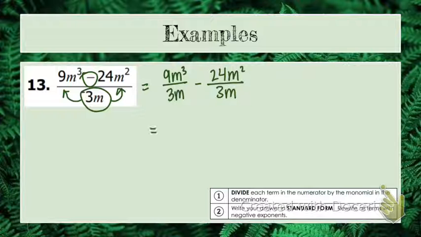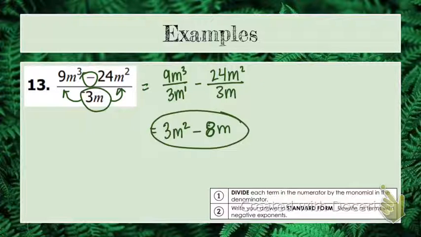Okay, 9 over 3 is 3. M cubed over m, remember we subtract the exponents, that gives us m squared. Then we have minus 24 over 3 is 8. M squared over m is just m. These are not like terms, so we can't combine like terms. It's already written in standard form, so that's our final answer.